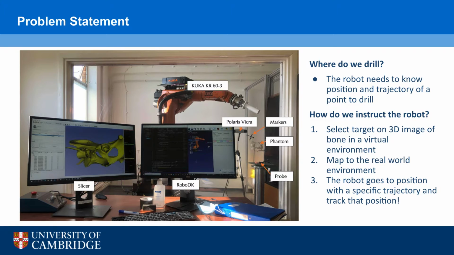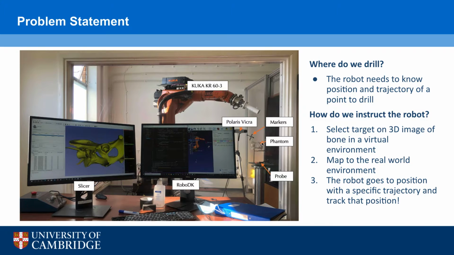So what is it that we're trying to solve? Well, the first question we have to answer is, where do we drill? The robot needs to know the position and trajectory of a point to drill. And ideally, what we'd like to do is to be able to select a target in the virtual environment, like Slicer here, map this target on the 3D bone in the virtual environment to the bone in the real-world environment, and then tell the robot to take its drill, go to that position at a specific trajectory and then track that position.